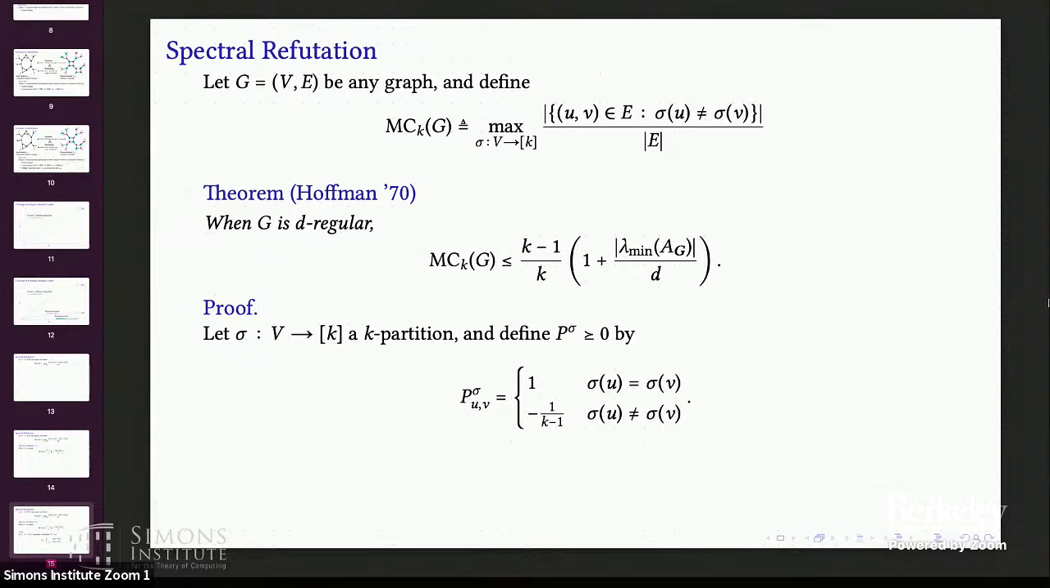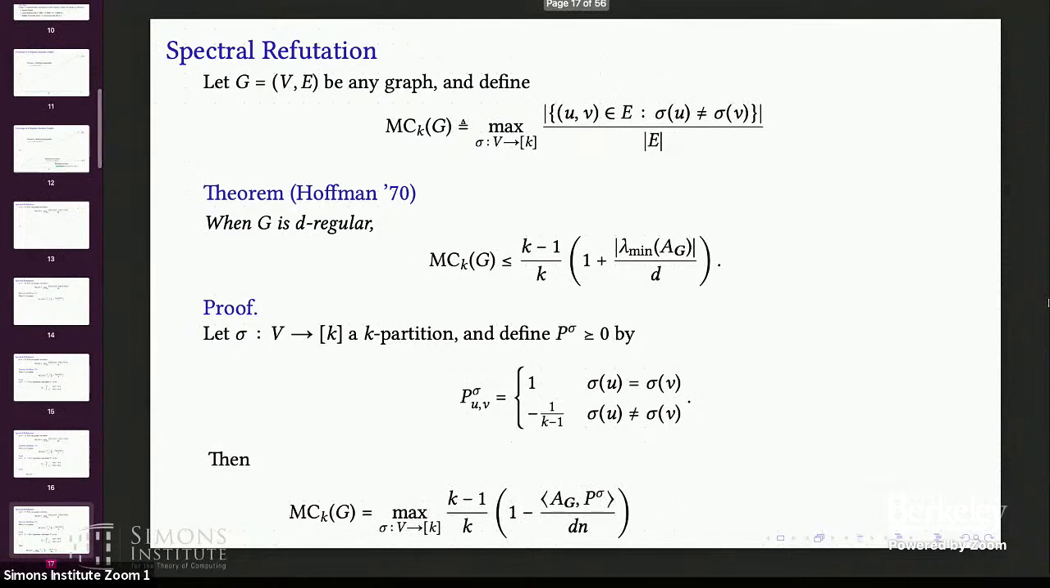It's a PSD matrix. It has trace n. It has some other nice properties. And now, just by glancing at this, you might imagine that the inner product between this matrix and the adjacency matrix will tell you something about how many edges are cut by this partition. And indeed, it's true. So here is how you write MCK in terms of these P sigma matrices. And because P sigma is positive semidefinite and has trace n, you can bound this from above by the smallest eigenvalue of the graph. Questions here? Great, we're cruising.